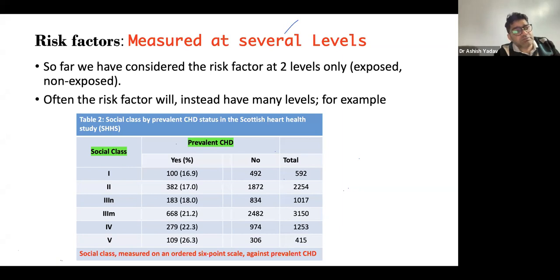What is the effect of the magnitude of the risk? If the magnitude of the risk increases, how is the risk going to increase and how do we ascertain that? Often we try to have only 2 levels. For example, here we consider only two levels, exposed and non-exposed. But often the exposure group has many levels. So if exposure groups have many levels, how do we calculate the actual magnitude of the risk?